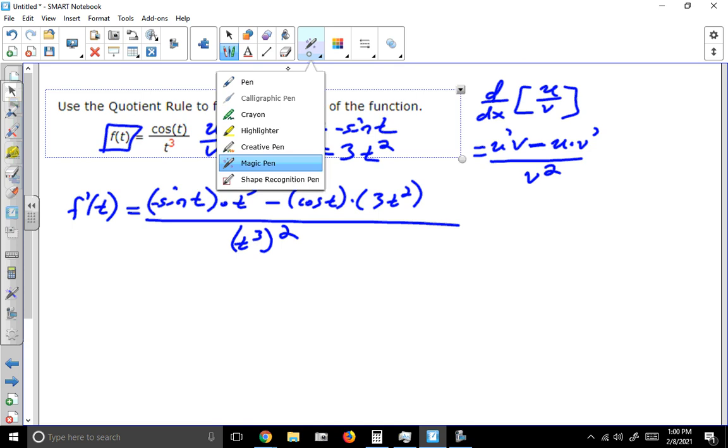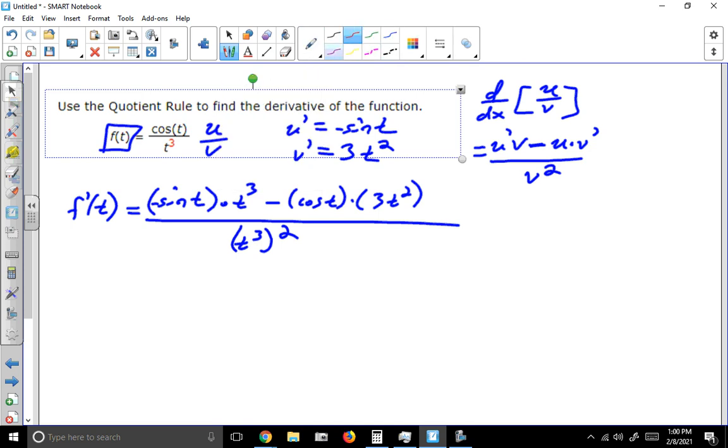Now we just need to do some simplifying. So notice that the terms on top both have at least a t squared in them. So we could factor out a t to the second. So the first term, if we take a t to the second out, we're left with a t and a minus sine t. So t times minus sine t, we could call that negative t times sine t. Negative times positive is negative. Sine t times the remaining t, if we take two of those out, t times sine t or sine t times t.